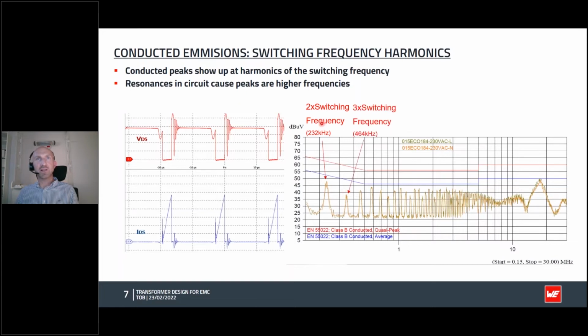So at twice the switching frequency, 232 kilohertz, we get a peak. Then at 3 times we get a peak, and all the way up we can see these peaks quite clearly up to about 5 megahertz, where it starts to get a little bit harder to see them. It's not that they're disappearing, they're still there, but it's just a function of how the logarithmic graph looks, and also how the EMC analyzer looks at these voltages.